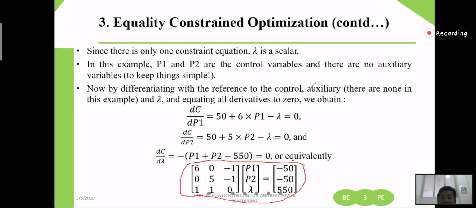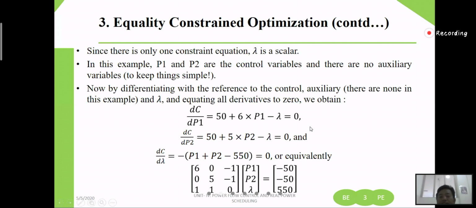So basically what we are doing is differentiating with respect to the control variables and then the Lagrange multiplier, equating to 0, and then finally trying to find the solution. So how to solve? If you get this type of matrix, you have learned in mathematics how to solve it, and get the value of p1, the value of p2, and then the value of lambda.